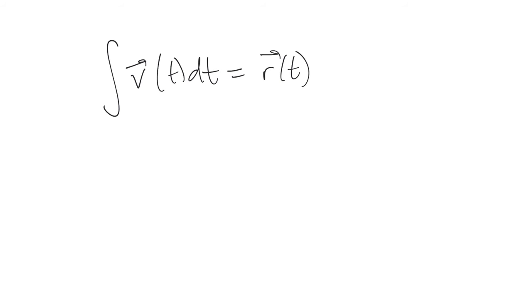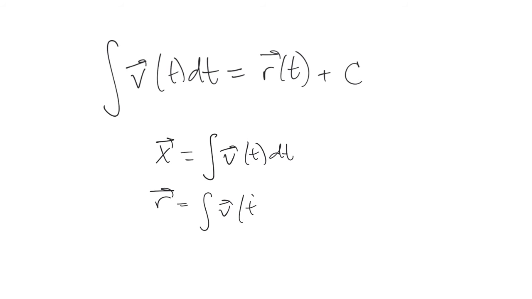But the same thing happens where you need a constant of integration, because the area under the curve only finds how far your position changed. It doesn't actually take into account what your initial position was. So our final formula is that x, or r in general, your position, equals the integral of your velocity-time function with respect to time plus your initial position.